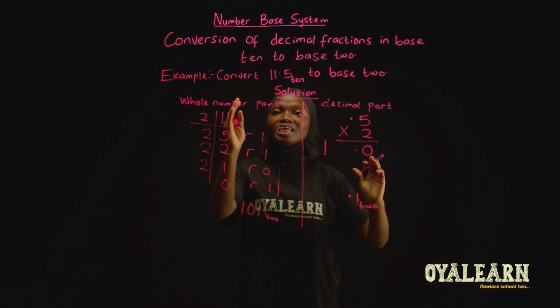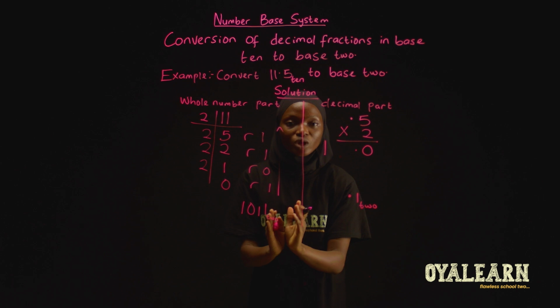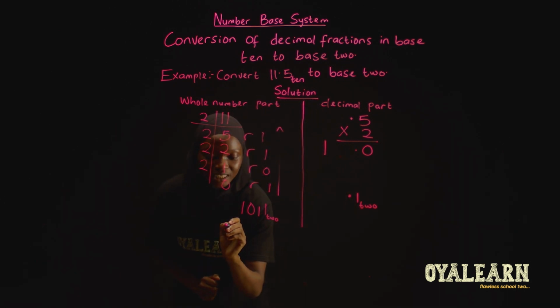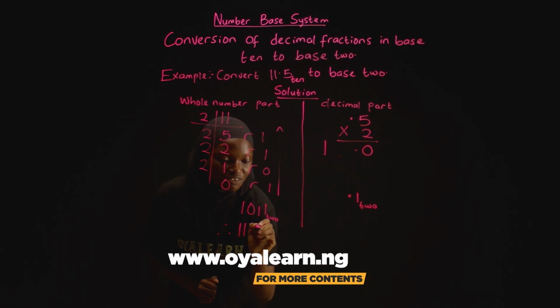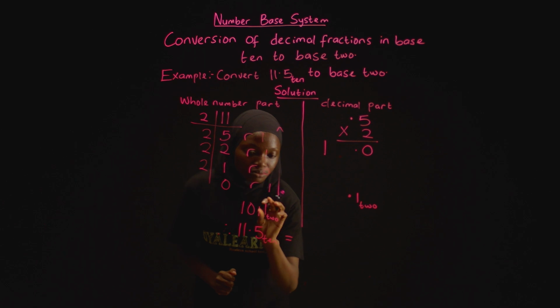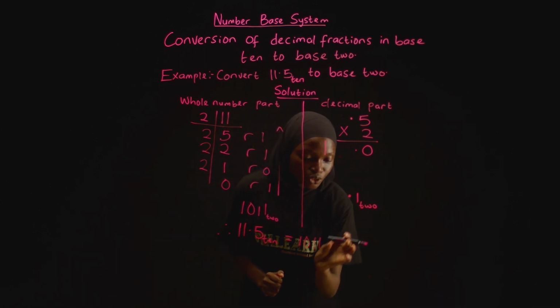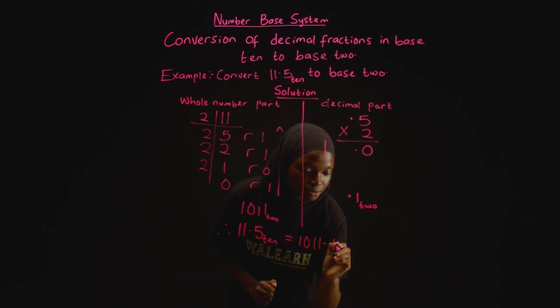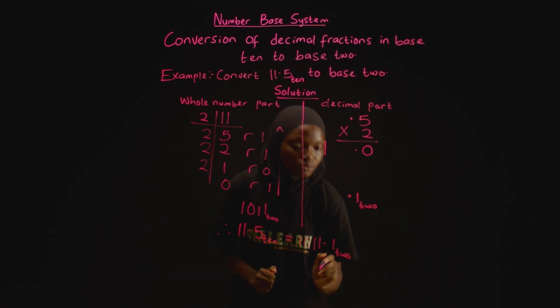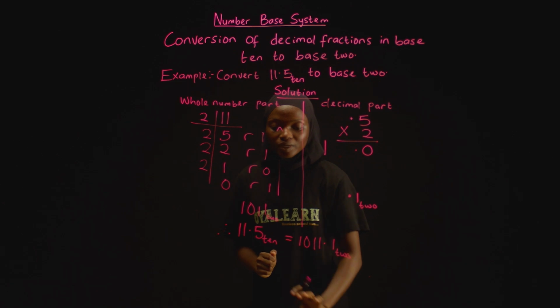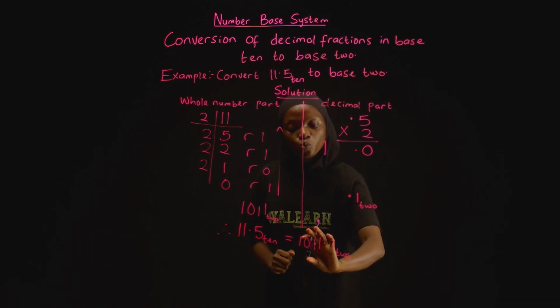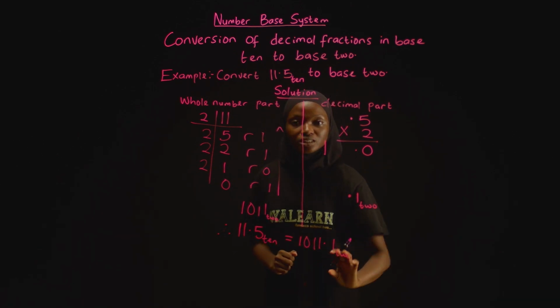Now, because we are having 11.5, we combine these two answers together. So that is my, therefore, 11.5 base 10 equals, bring this, 1011, bring this together, 0.1 base 2. That is, 11.5 base 10 is the same as saying 1011.1 in base 2.